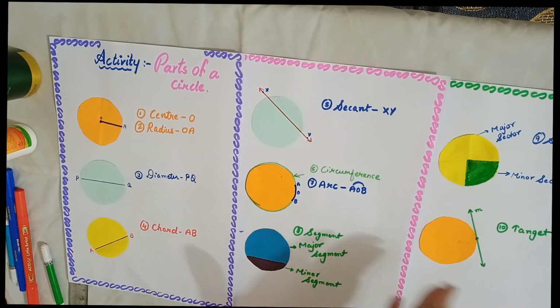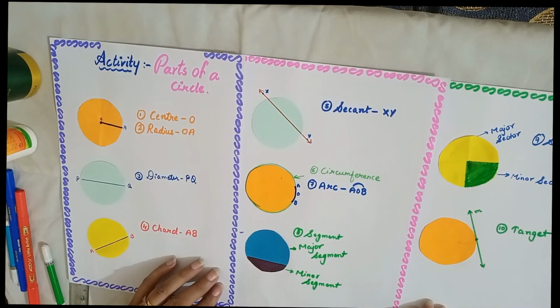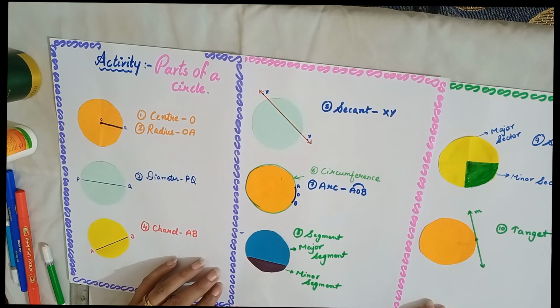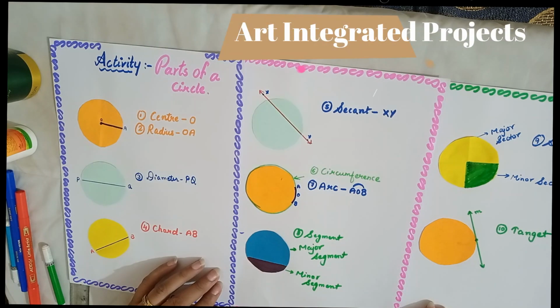So here we have all 10 parts of a circle. I hope you enjoyed the activity. You can also try it at your home and you can use this in your art integrated projects of mathematics.